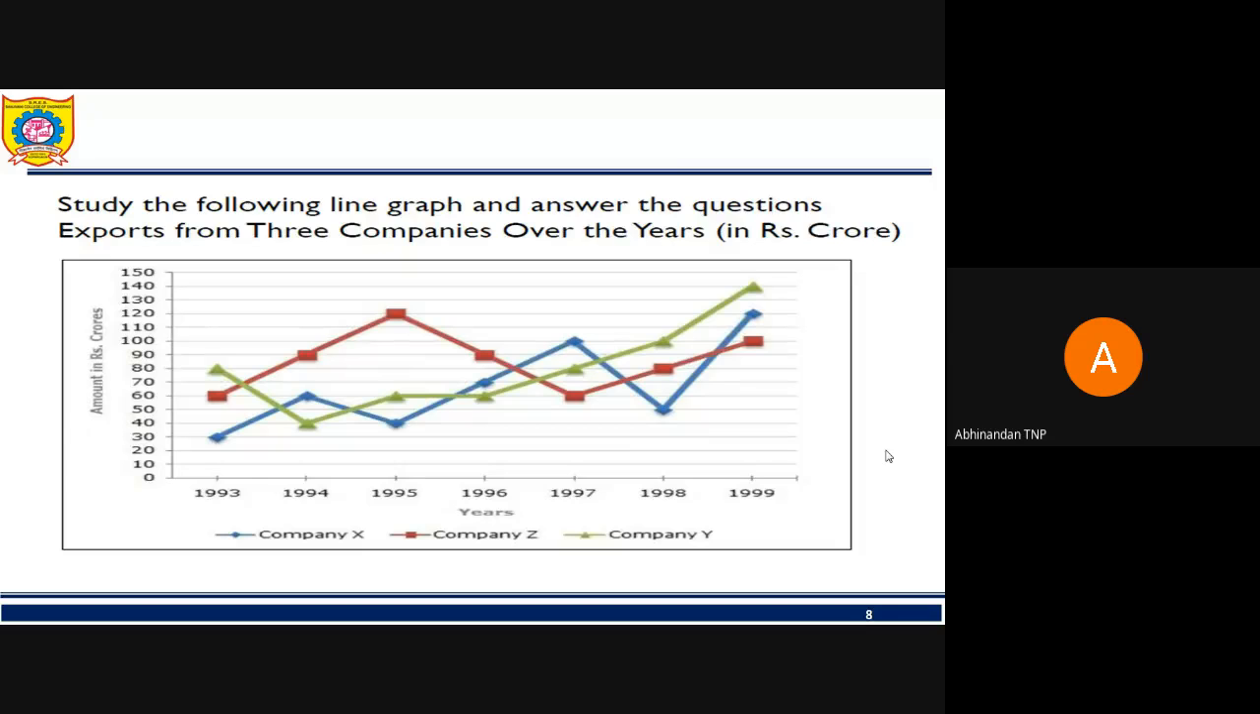Now this is another form of data interpretation. This is what the line graph is. So a line graph is given to you in the form of data. You have to find out the answers, and the questions are given below. So what is the question? Study the following line graph and answer the question. Export from the three companies over the years in rupees crores.